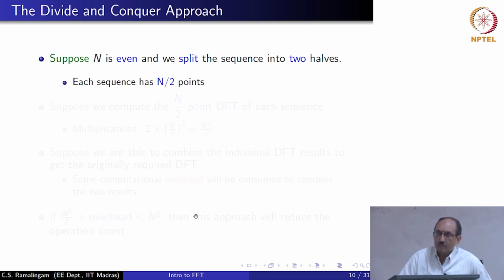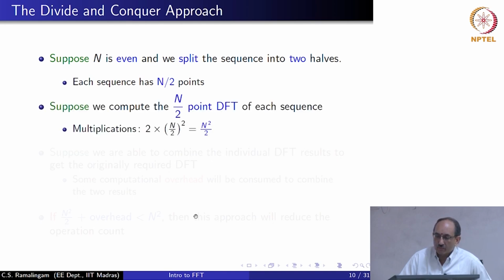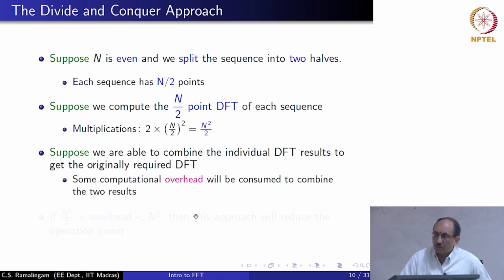Suppose n is even and we split the sequence into two halves. Each sequence has n by 2 points, and suppose we compute the n by 2 point DFT of each sequence. If the length is n, the computational burden is n squared. If the length is n by 2, the computational burden will be (n by 2) whole squared, but now you have two such sequences. So, it is n squared by 2 number of multiplications. And remember, you are really interested in the DFT of the whole sequence, not of the individual sequences.